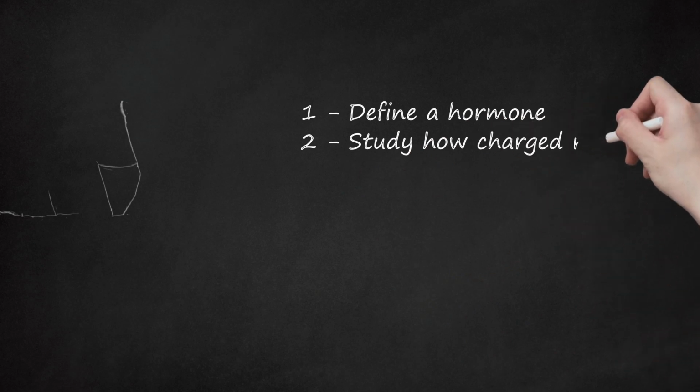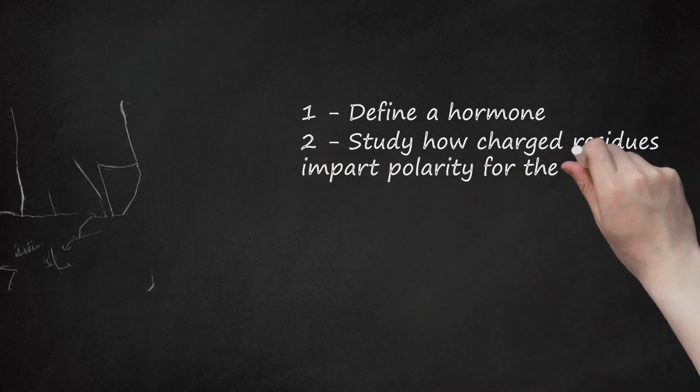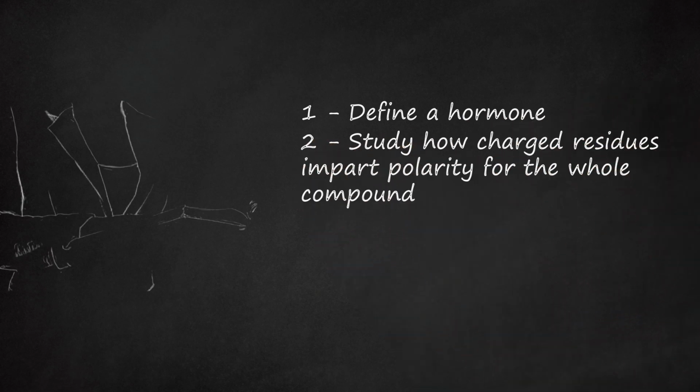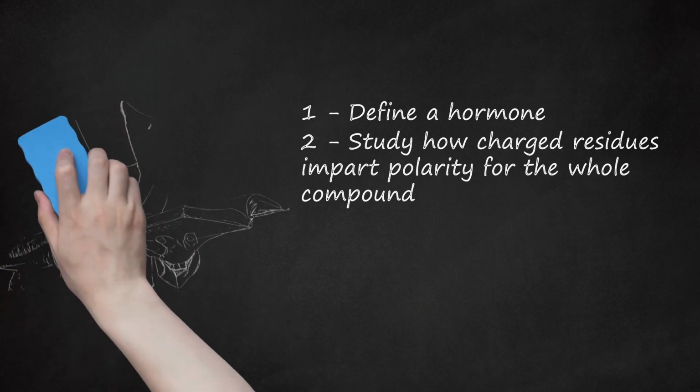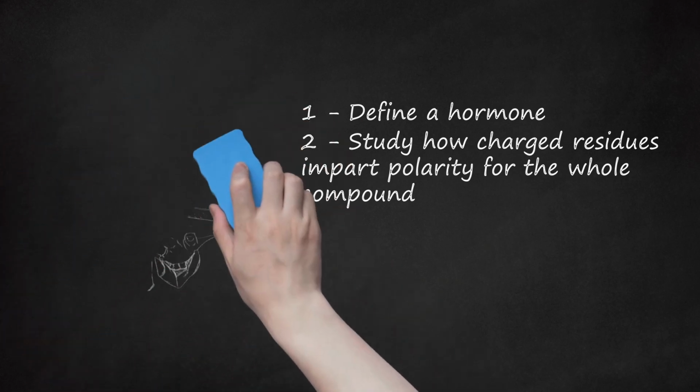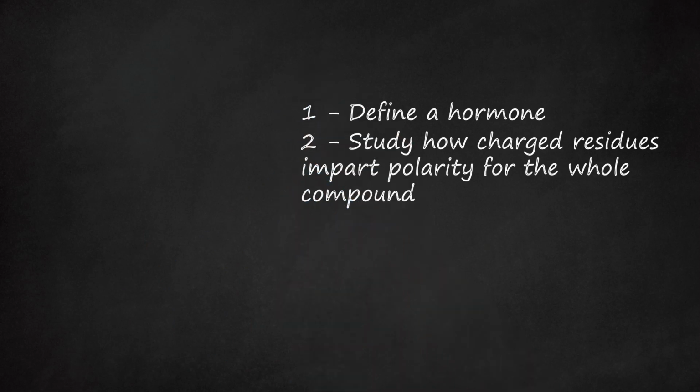2. Study how charged residues impart polarity for the whole compound. It makes it easily soluble in water. This fact makes this type of hormones use a different method of cellular signaling than the steroid hormones, which are usually not water-soluble due to their hydrophobic chemical structure. This hydrophobic structure is ascribed to the numerous carbon rings in the compound. Steroid hormones signal cells by a different mechanism than that of the polypeptide hormones.